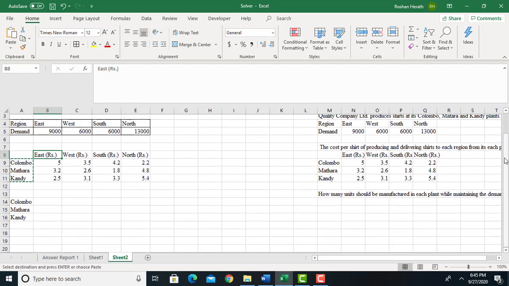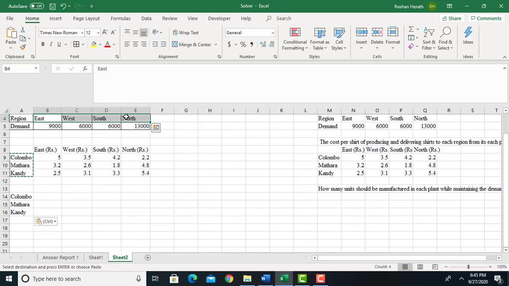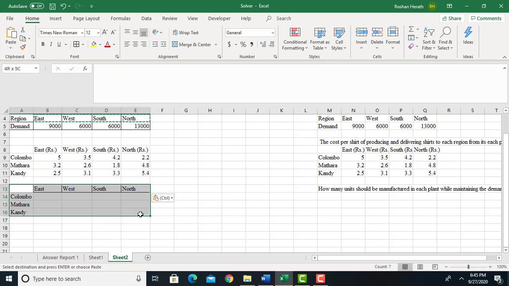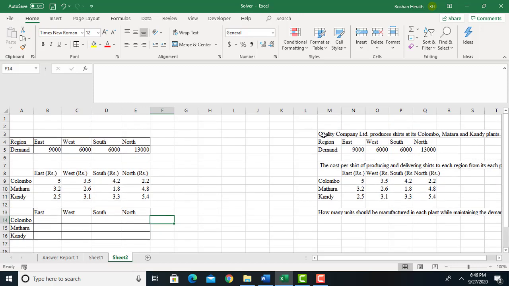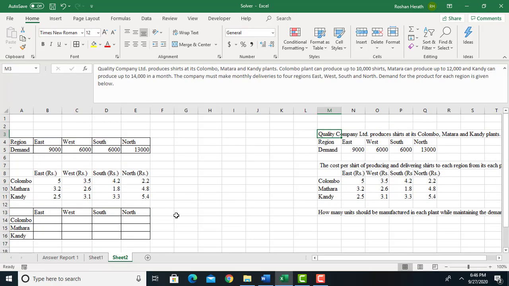Say it's east, west, north and south region you are distributing, and this is it. The structure is something like this. First you need to assume your production in each of the plants, and then we can work that out using our knowledge of Excel Solver.